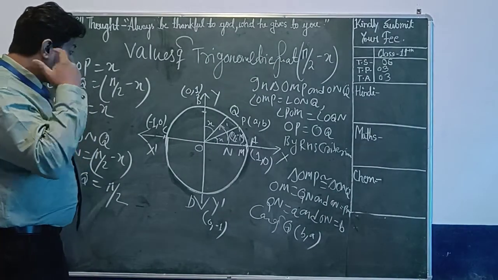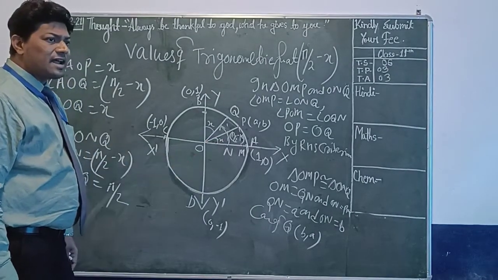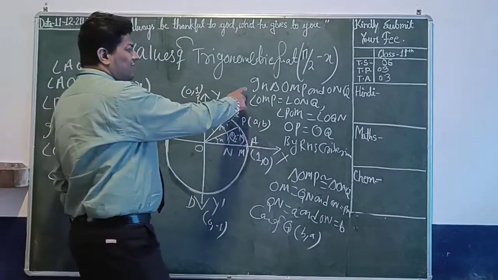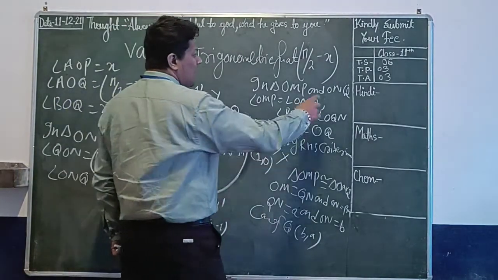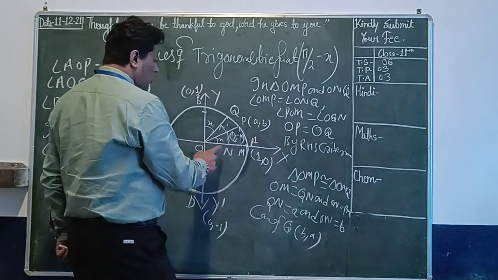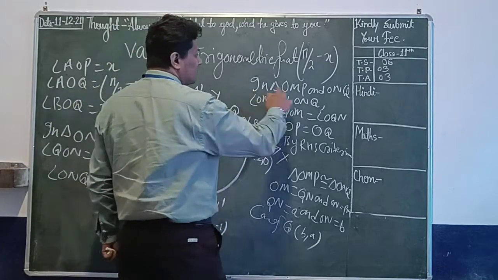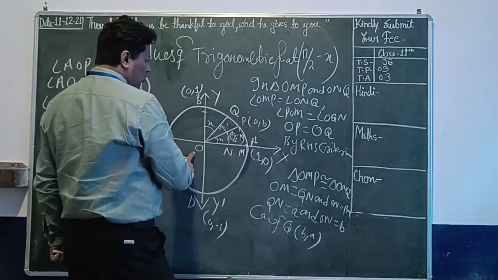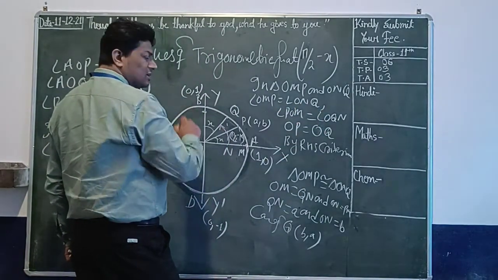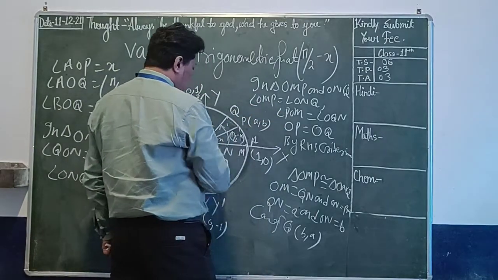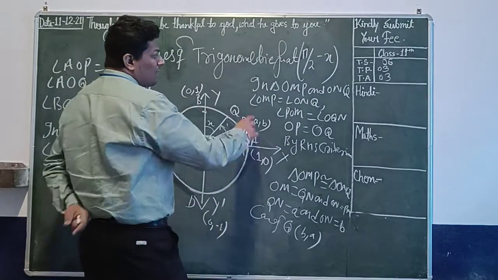Clear? Now what do we have? This one is perpendicular, so this angle will be 90 degree. Clear? In triangle OMP, if you take O, you take M, and you take P, and in triangle ONQ, you take O, N and Q. If you take angle OMP, angle OMP is equal to angle ONQ. Is it clear? Angle OMP is equal to angle ONQ. Is it clear? Both are equal.